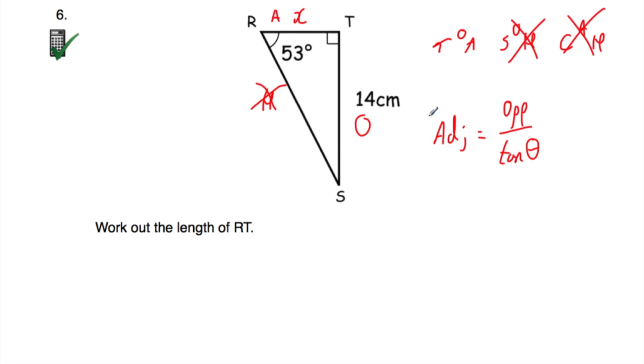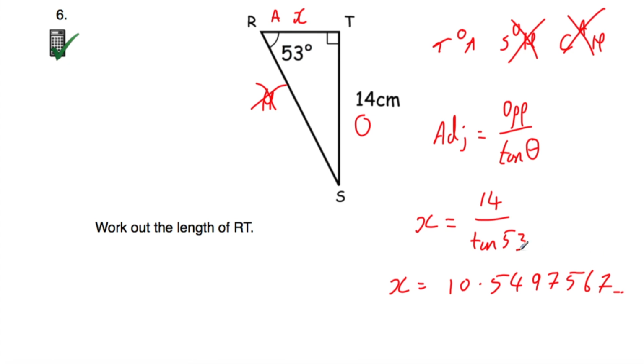Now we want to substitute in our values, so the adjacent, which is x, is equal to the opposite, which is 14, divided by the tan of the angle, so the tan of 53. If we do 14 divided by the tan of 53, we get that x is equal to 10.5497567 and so on centimeters. And let's round this to 2 decimal places. That'll be 10.55 because the next digit is 4, we're going to round up, so 10.55 centimeters. And that's the length of RT.